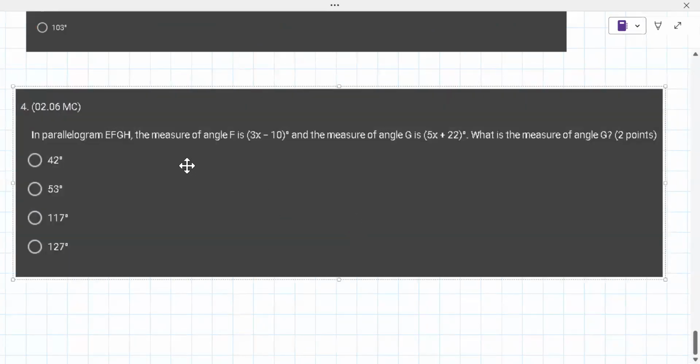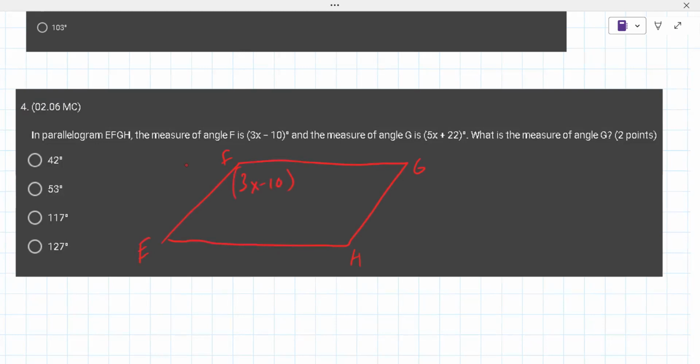In parallelogram EFGH, the measure of angle F is 3x minus 10. The measure of angle G is 5x plus 22. What is the measure of angle G? So again, probably good to draw it here just to have some reference. It doesn't have to be very good. E, F, G, and H, the order matters. It's a direction. So angle F is 3x minus 10, and angle G is 5x plus 22.